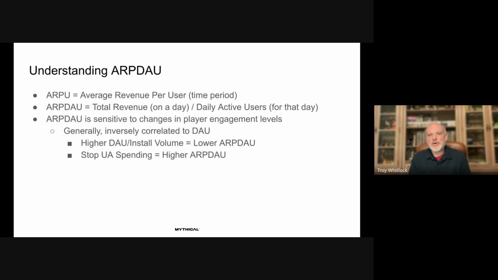All right, so ARP DAU is a type of ARPU. ARPU meaning average revenue per user, but that's kind of a meaningless metric without knowing a time period. So ARP DAU is average revenue per user for a given day, right? So it's basically the total revenue on a given day divided by the total number of daily active users on that day. And as a result, because its denominator is DAU, ARP DAU is very sensitive to changes in player engagement.